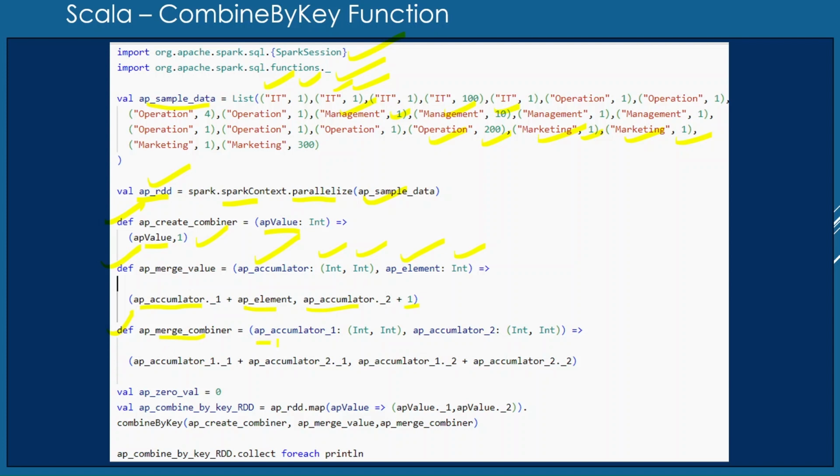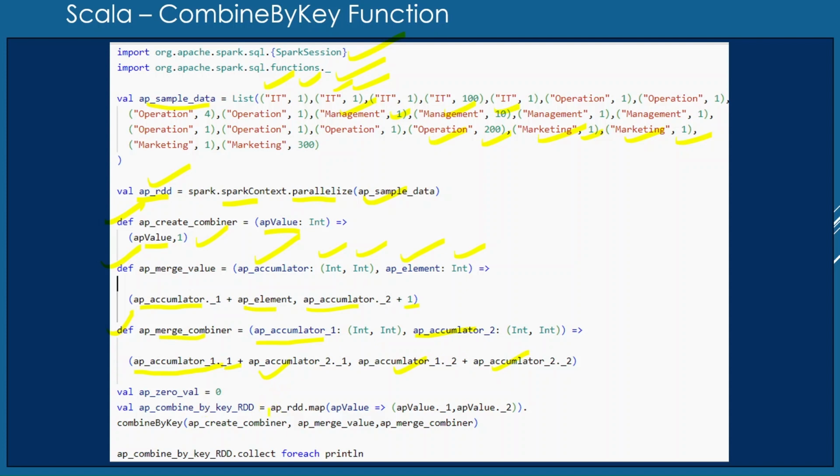Here we are merging the combiners. So we are passing two accumulators, accumulator1 and accumulator2, both of the Int data type. What I'm doing is taking the value of accumulator1 underscore 1 and accumulator2 underscore 1 and adding them, and also adding the values of underscore 2. So underscore 1 would be the key, and underscore 2 would be the value.